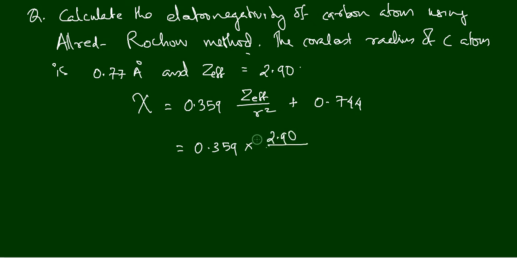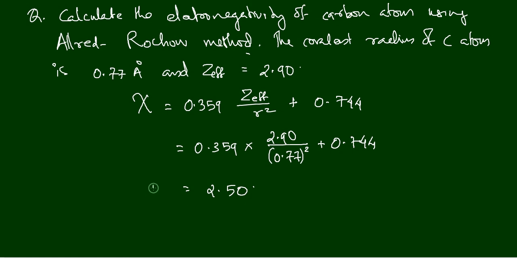2.90 divided by R, or covalent radius of the carbon atom, is 0.77 angstrom. So we don't need to do any unit conversion here because it is already given in angstrom. If it is given in any other scale, you have to convert that to angstrom before doing this step. Okay, that's very important. So 0.77 square plus 0.744. Okay, so if you are calculating this, we get 2.50.